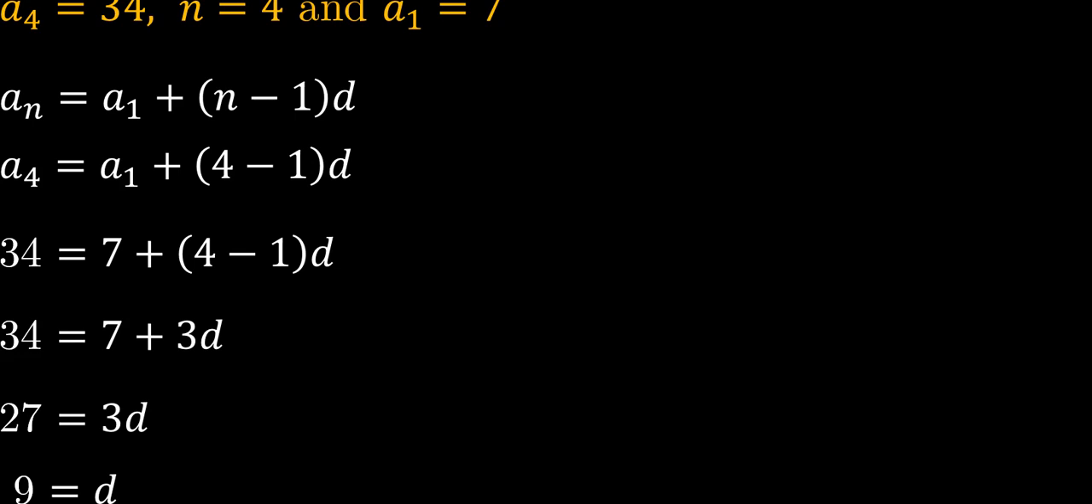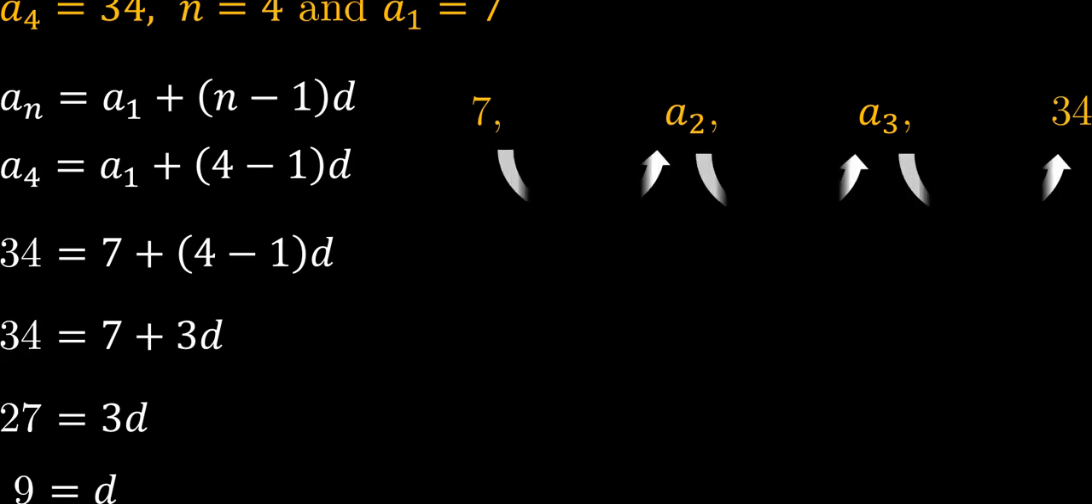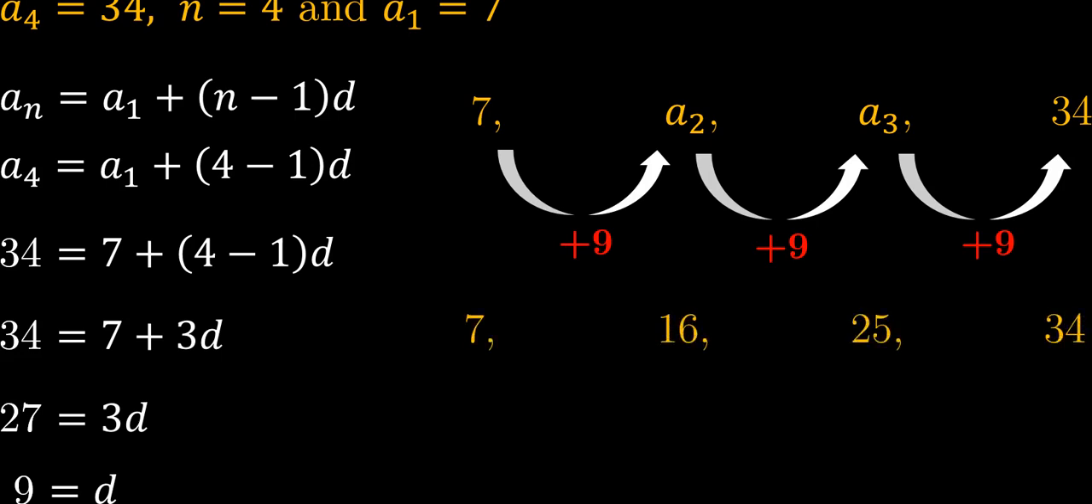So if we know the common difference, what is the purpose? We will add this to the first term, so we will get the second term. Here we have 7, a sub 2, a sub 3, and 34. We know that the value of d is 9. So we will just add 9 to that 7. So that becomes 7, 16, 25, and 34. So we now have our arithmetic means between 7 and 34, and those are 16 and 25.